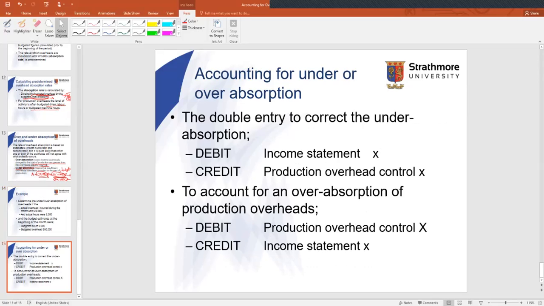In case we have a case of overabsorption, what does that mean? It means you did absorb more cost than what you were meant to have absorbed. For example, in the case we've just done here with 5,000. Therefore, what do we do? Since we absorbed 85 instead of 80, we have a credit of 5,000.